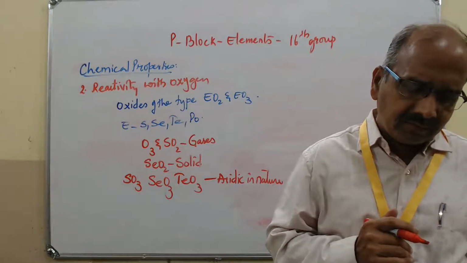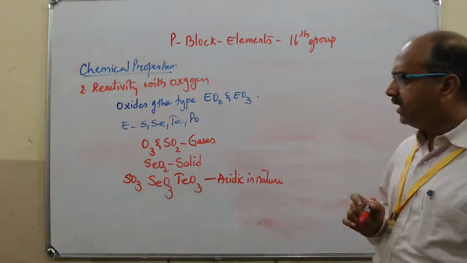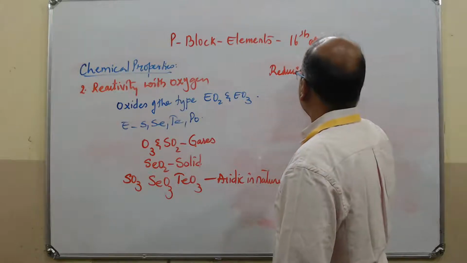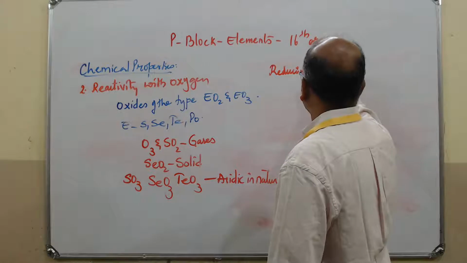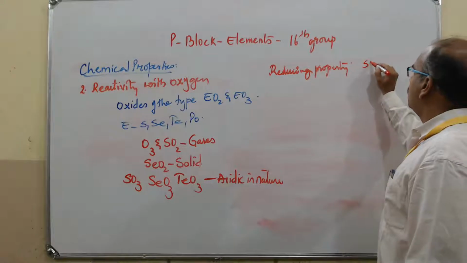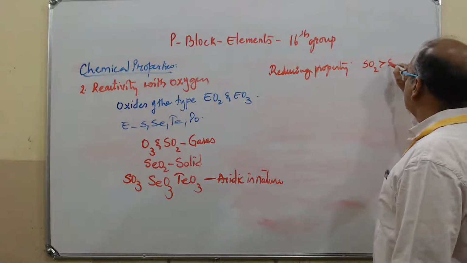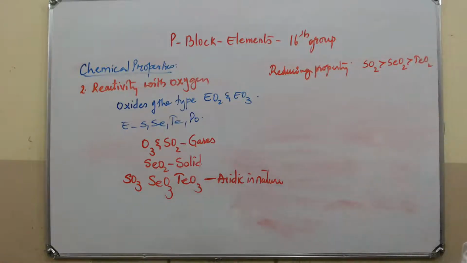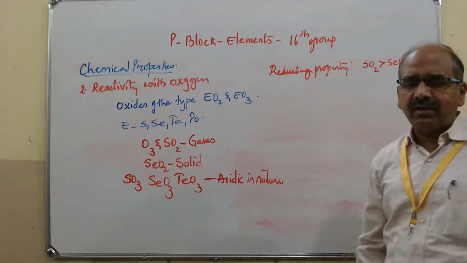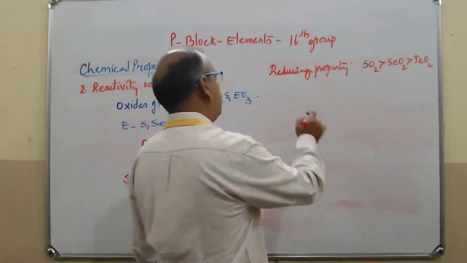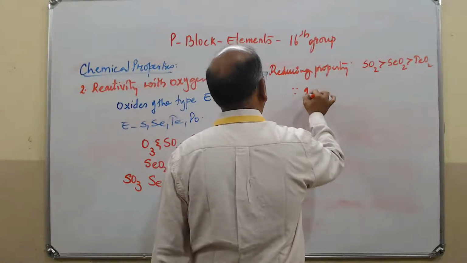Further, the reducing property. The reducing property of the dioxides: SO2 is more strongly reducing than SeO2, than TeO2. Among all the dioxides, sulfur dioxide has more reducing property than selenium dioxide, than tellurium dioxide. Now what may be the reason here? It is because of the inert pair effect.